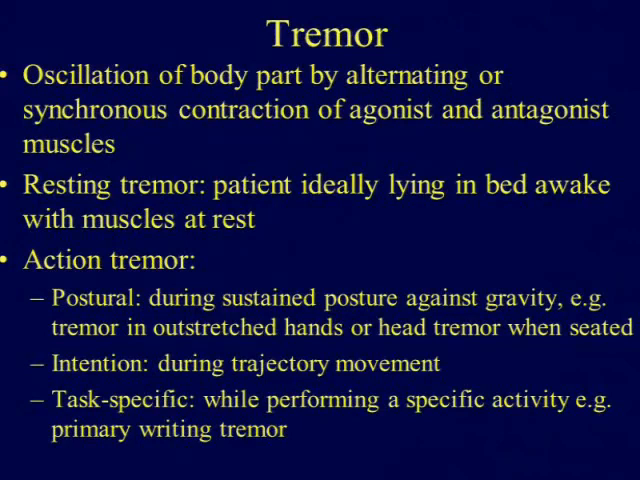Tremor is basically an oscillation of a body part by alternating or synchronous co-contractions of agonist and antagonist muscles. If your hand is shaking, you're co-contracting your wrist flexors and wrist extensors at the wrist, and that's what makes your hands and fingers shake. That's a basic definition of tremor. The tremor frequency should really not change from one moment in time to another unless it's psychogenic, and most of the time it changes less than 1 hertz from one epoch to another.